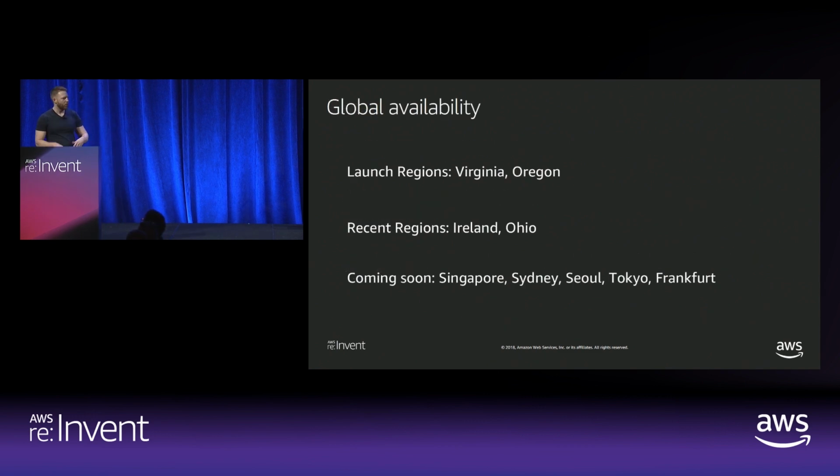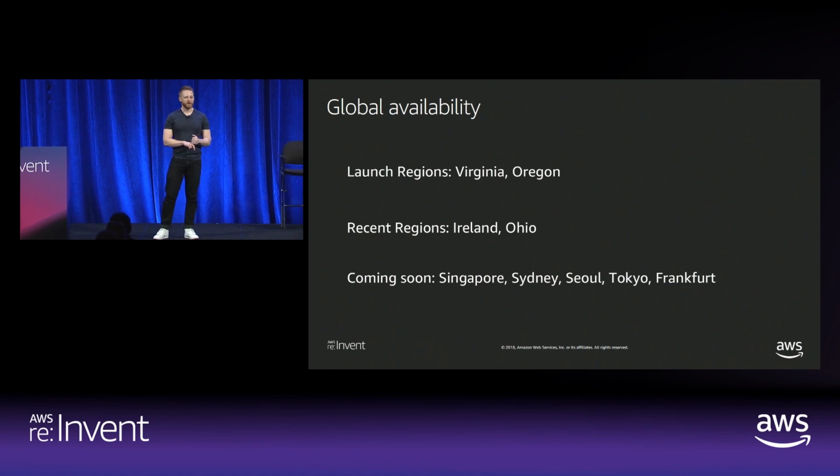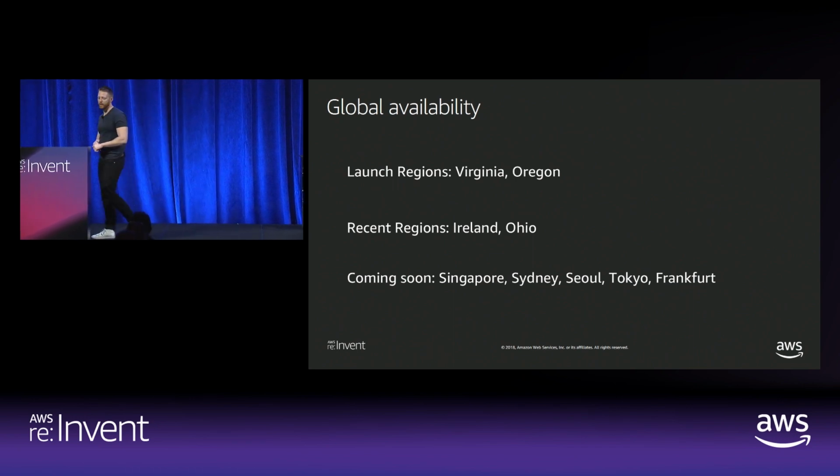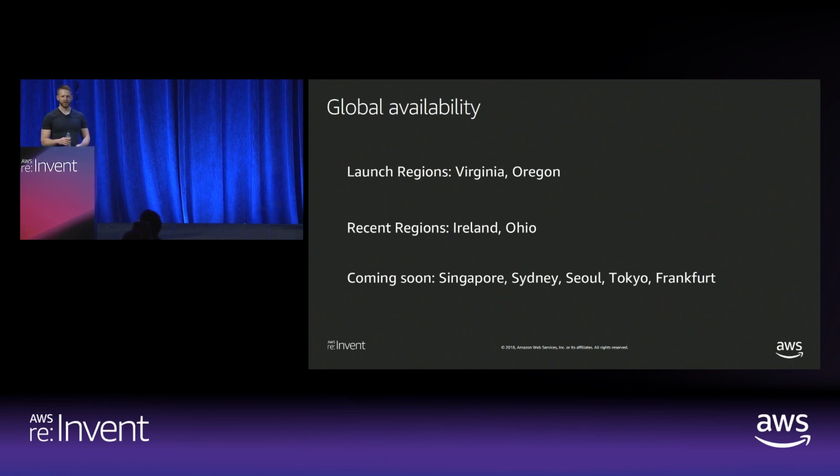And then I want to give you one more thing, which is that we know that global availability is really important for EKS customers. We started with only Virginia and Oregon. Recently, we added Ireland and Ohio. And then watch out, APAC. Coming soon before the end of the year, you'll see Singapore, Sydney, Seoul, Tokyo, and Frankfurt available for EKS. And we'll continue this velocity, adding a bunch of regions through early next year. So if you don't see yours here, we're going to get to you, I promise.